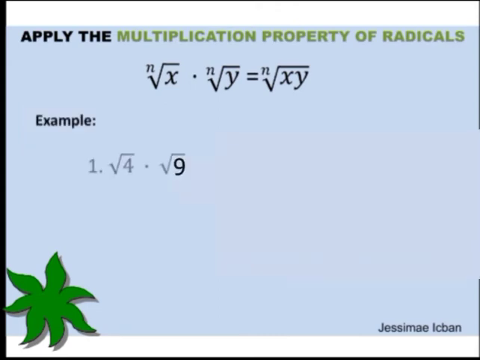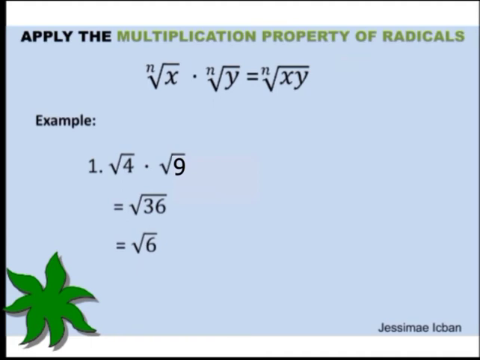Example number 1. We have the square root of 4 and the square root of 9. Obviously, nothing is written, so we have indices of 2. So, we multiply the radicands. Square root of 4 and square root of 9. 4 times 9 is 36. Then, we check if we can simplify 36. What is the square root of 36? Correct. It's 6. So, that is the final answer.